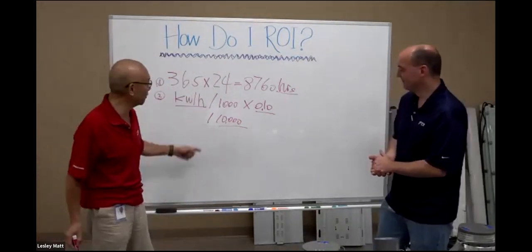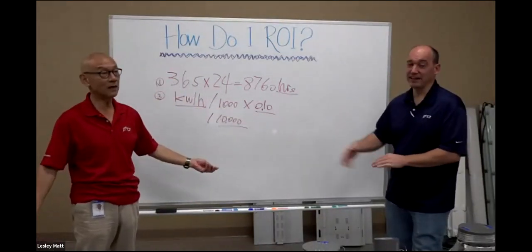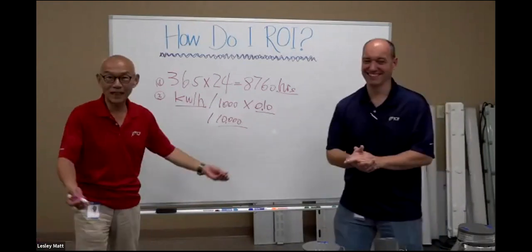So that I don't have to divide by 1,000 times 0.1, I just divide by 10,000. Right. Okay, make it easy on himself. He didn't have to use the calculator.